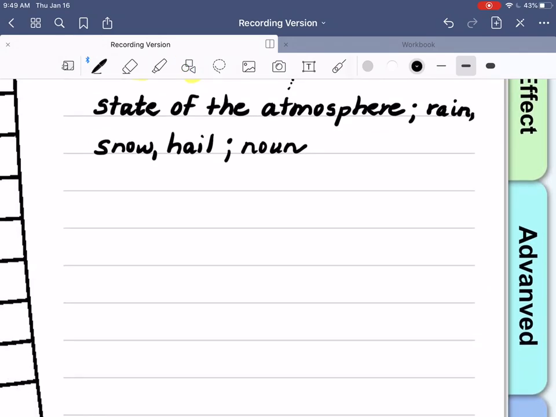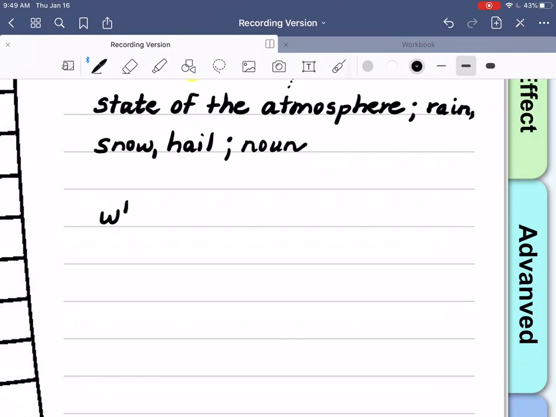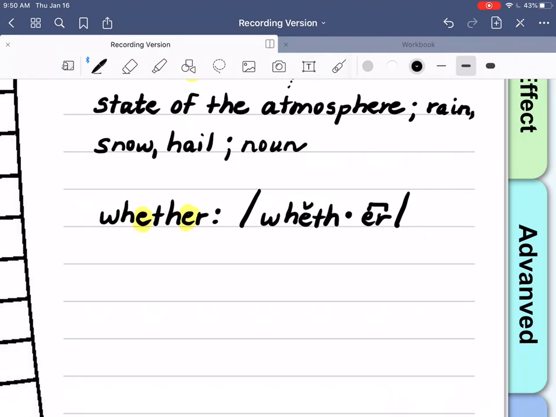And I don't want you to confuse that with this word. Whether. I'm sorry, I'm breaking pattern. I mark my vowels. There are two of them and I hear them both. So I have whether. This is a different word. People confuse these two all the time. So you want to be careful.